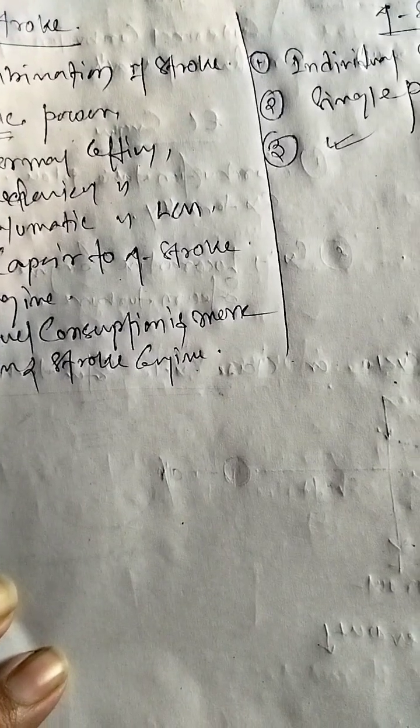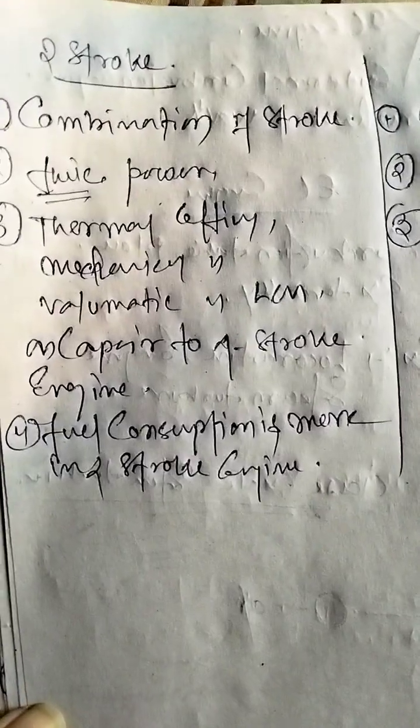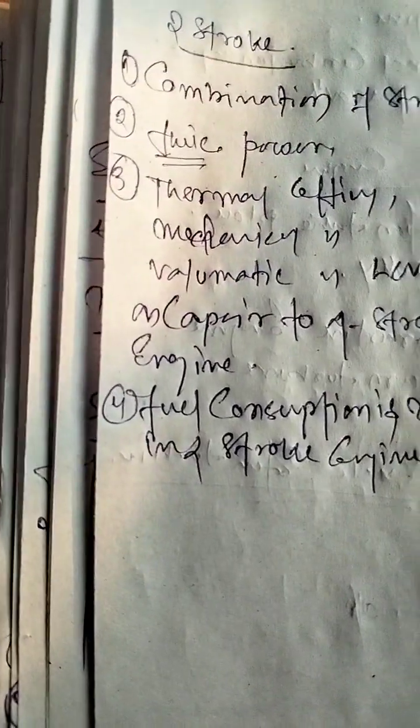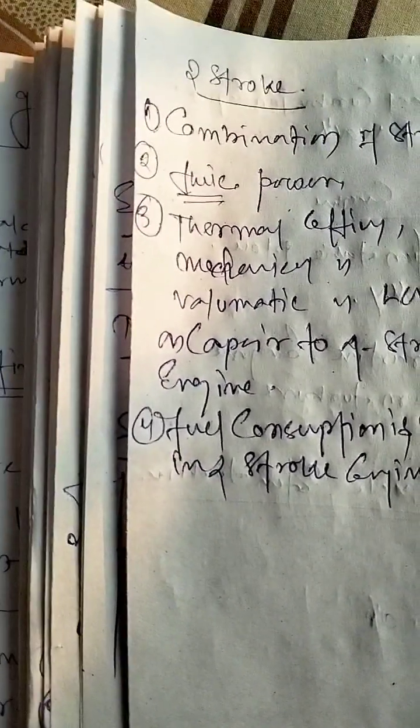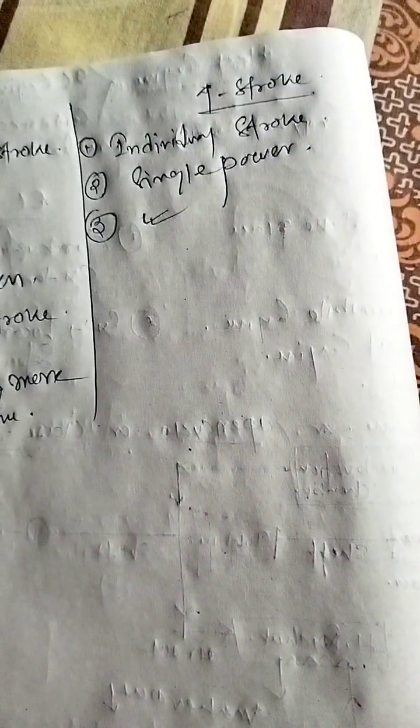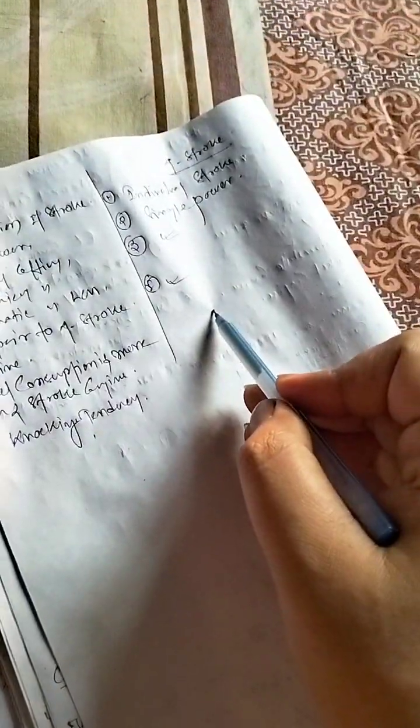In the two-stroke engine there is a noise issue that is known as a knocking problem. As you see, the power stroke generates twice the power, and because of that they have a knocking tendency. But in a four-stroke engine, we do not observe any kind of knocking tendency. And the fuel consumption is more.